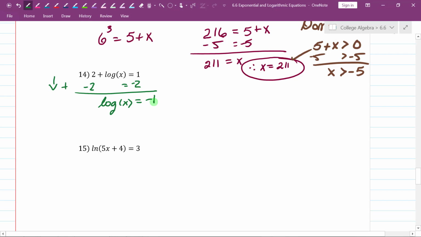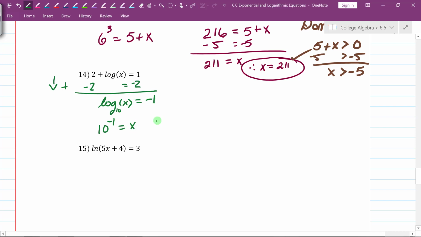Now I'm going to rewrite this, because this is really base 10, right? That's all that is. So I have a base that's a number over here. Remember what I said. When you have a base that's a number and a number over here, no variables, this is a perfect time to write it as an exponential. So this is 10 to the negative 1. 10 to the negative 1 is equal to x.